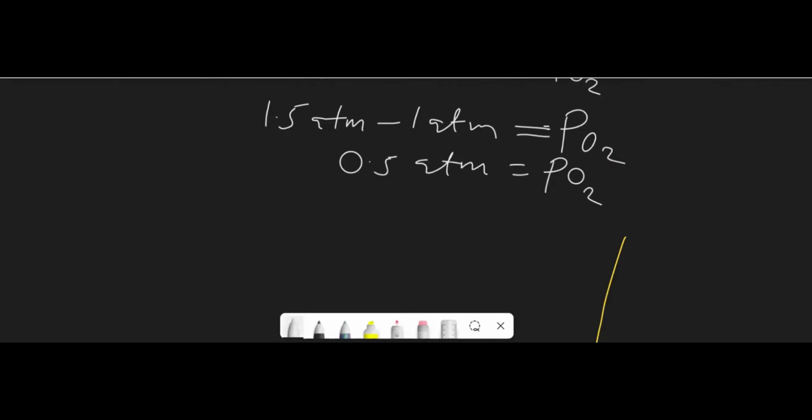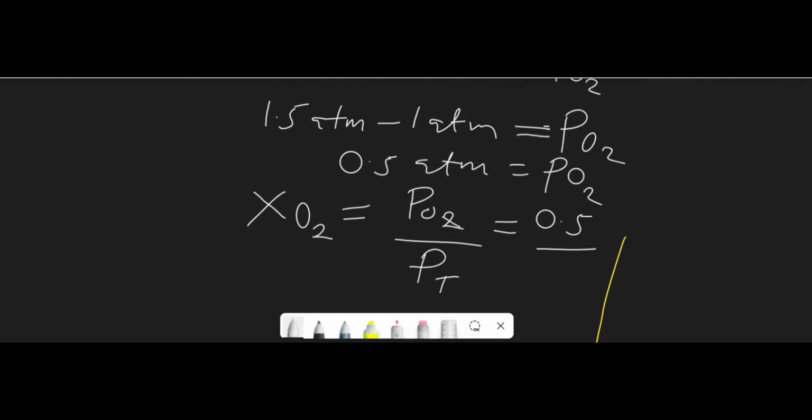So how are we going to calculate the mole fraction of oxygen? It's simple. To calculate the mole fraction of oxygen, we are now going to use the formula: the mole fraction of oxygen is equal to the partial pressure of oxygen divided by the total pressure. So the partial pressure of oxygen is 0.5, divided by the P total, which is 1.5. So 0.5 divided by 1.5. Ladies and gentlemen, what do we have? We now have 0.33 as our final answer.